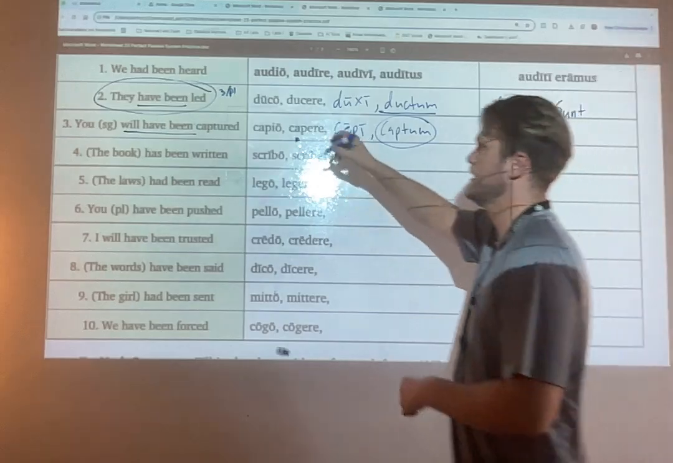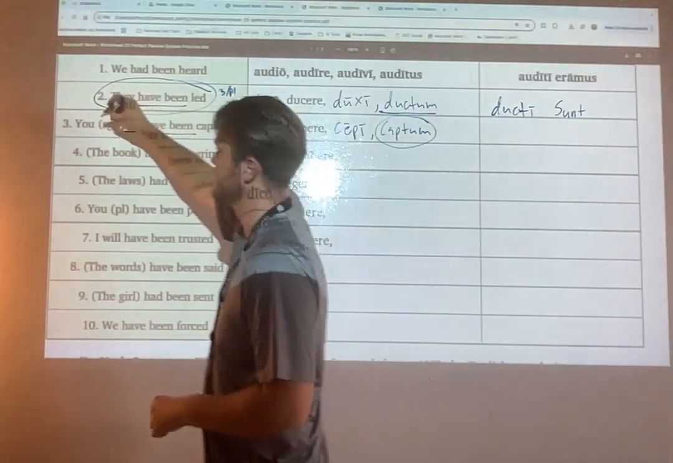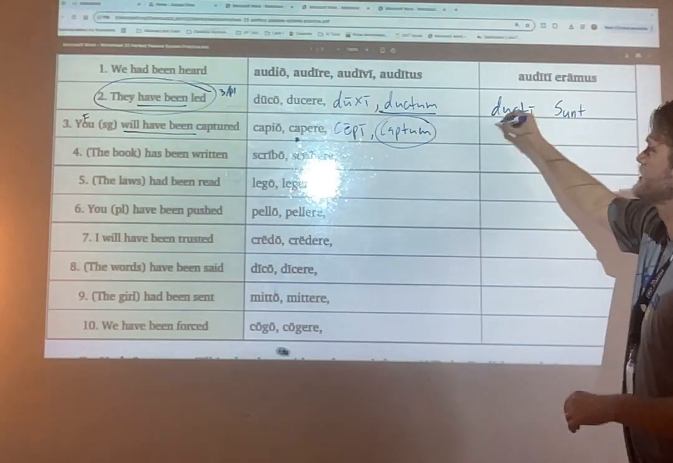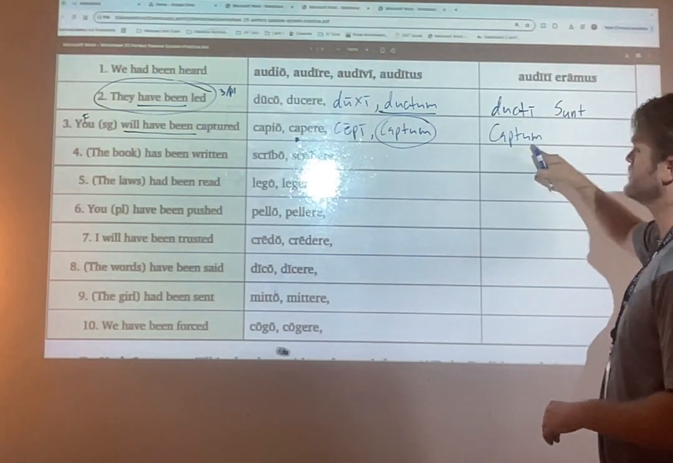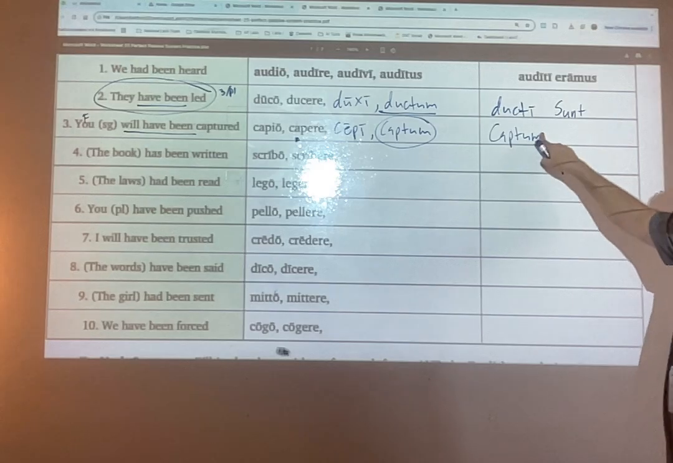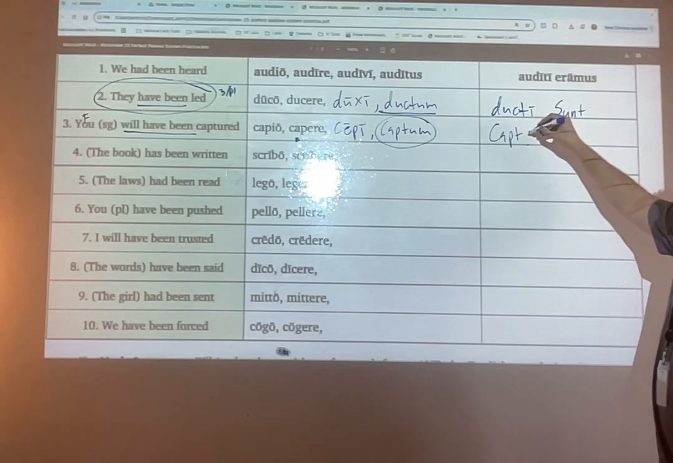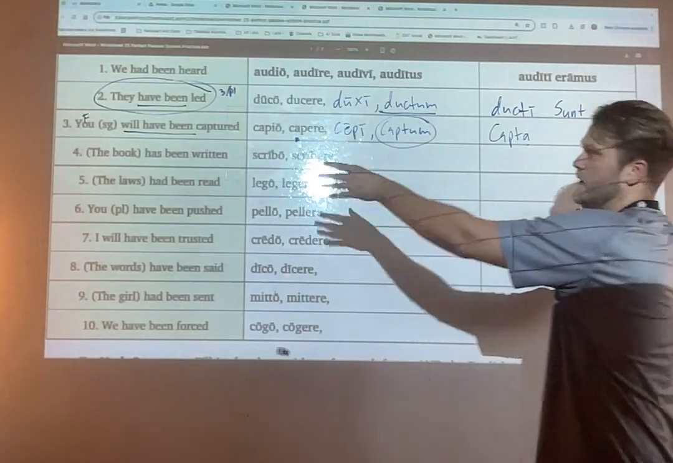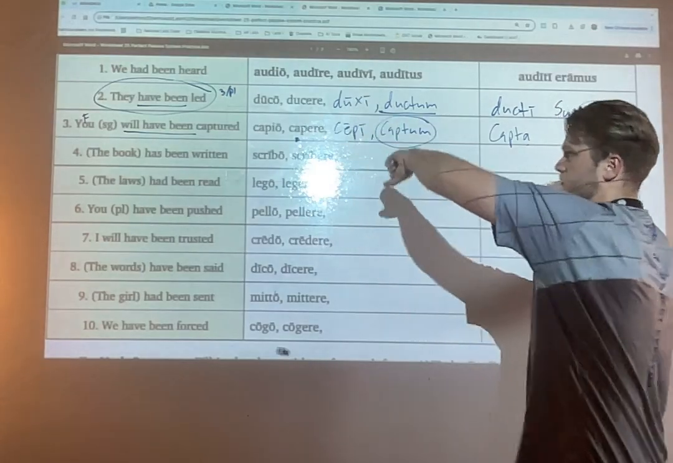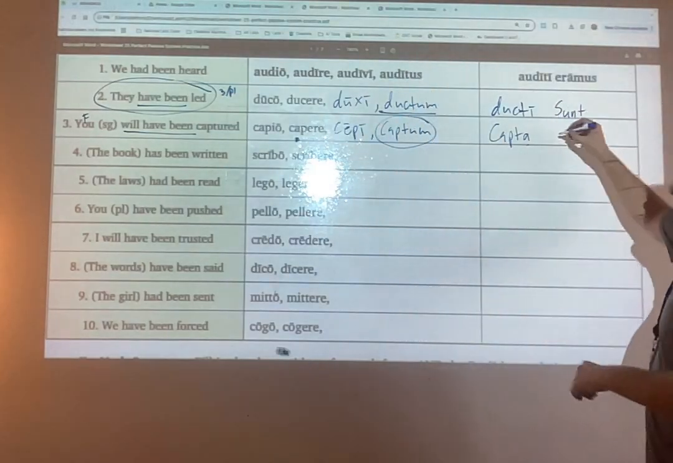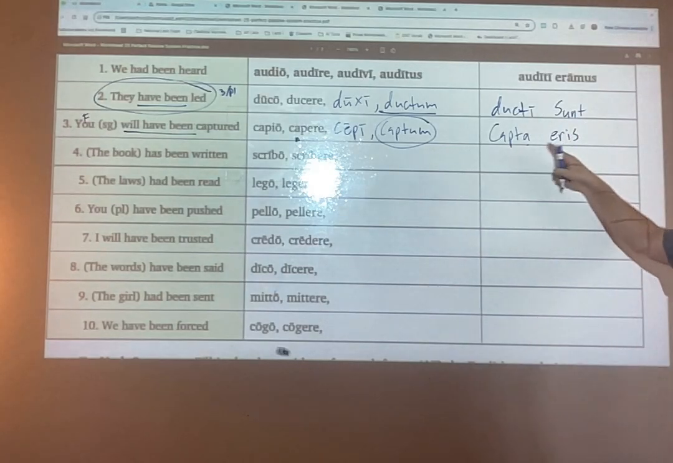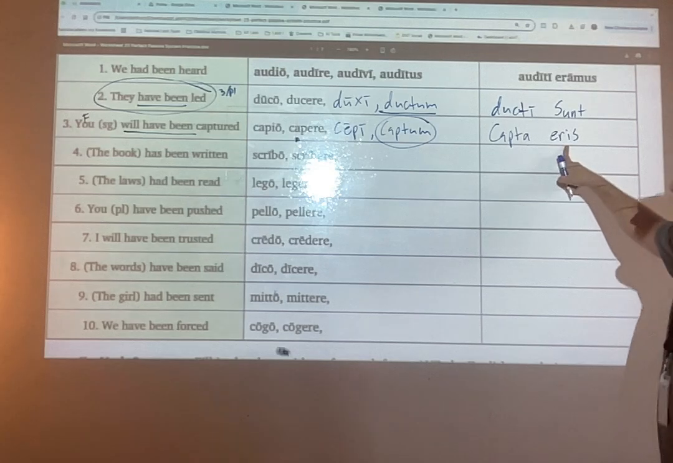You singular, let's go ahead and do this one in the feminine. So I'll imagine that you, the person he's pointing at, is a feminine person. So I'd have to change captum from having this neuter singular ending to having a feminine singular ending, which would be capta. All right? And then will have been, you singular will have been, that's second person singular future perfect. So I've got to use the future. So you will have been captured.